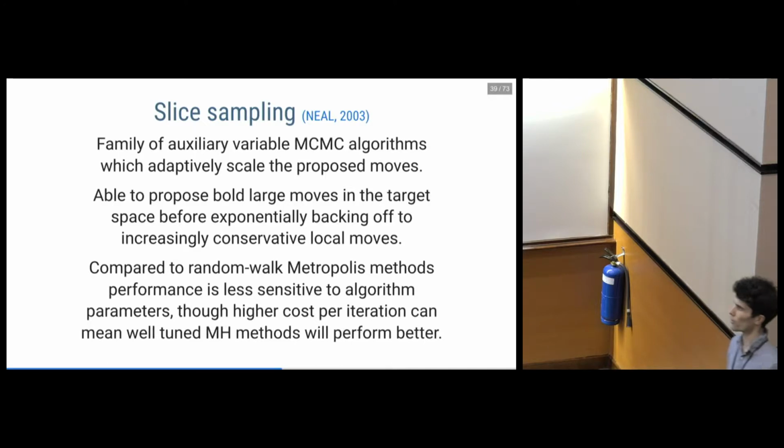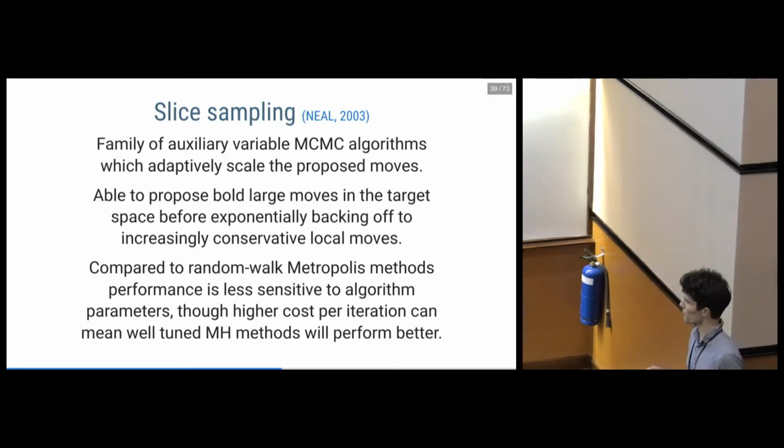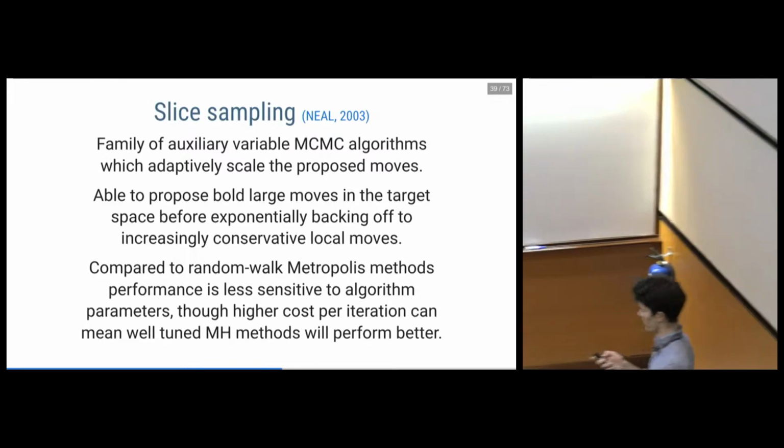There's one key parameter within the slice sampling algorithm, which is the initial slice bracket width. We'll see later on that we can choose quite a wide range of values for this parameter and still get very close to optimal performance in practice.